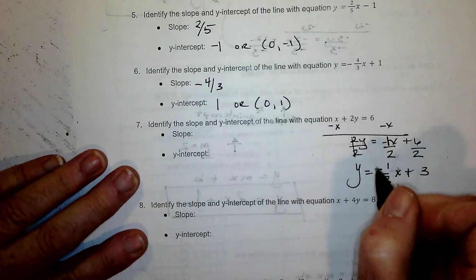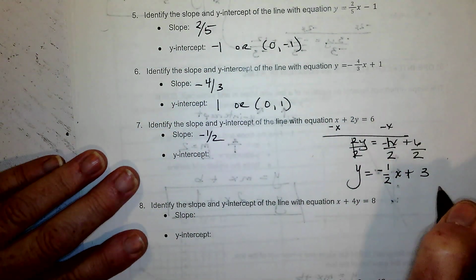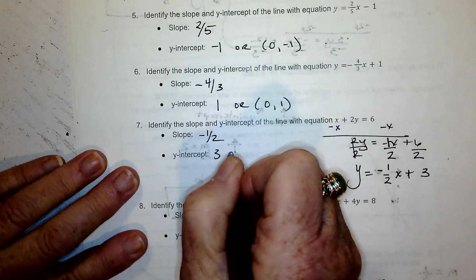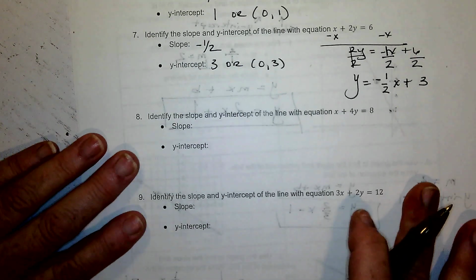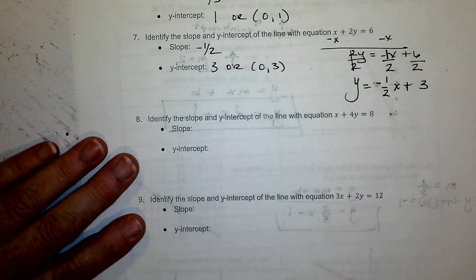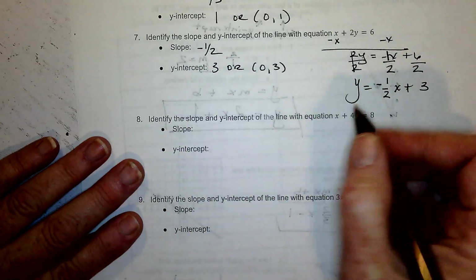So our slope is -1/2, and our y-intercept is 3, or you could write it as (0, 3). Now, I want you to solve for y on the next one, so please pause the video, go do it, and then come back and check yourself. I'm going to do this for both of the next 2. You need to get comfortable with doing this, all right?